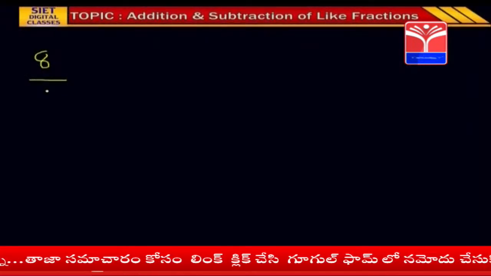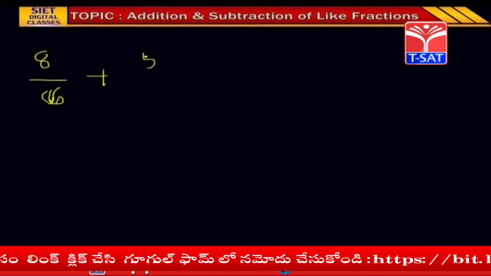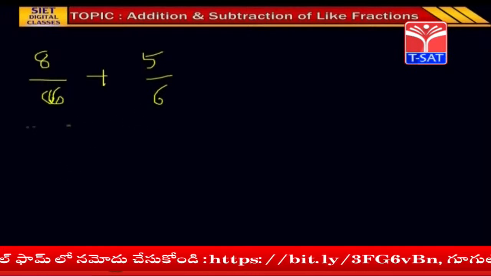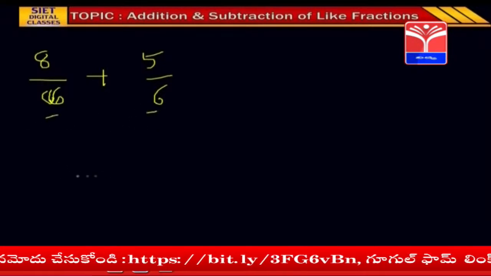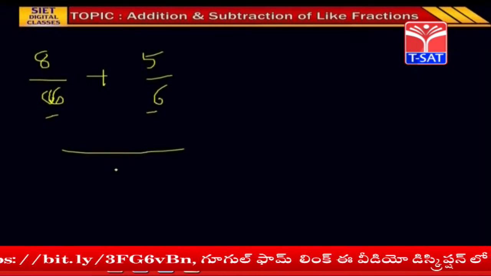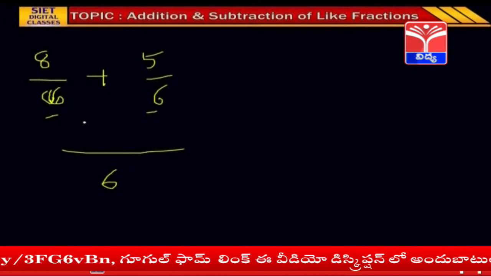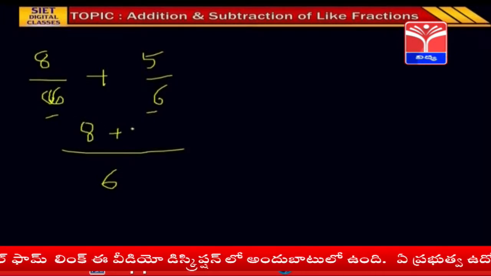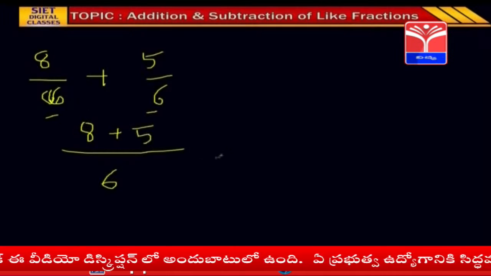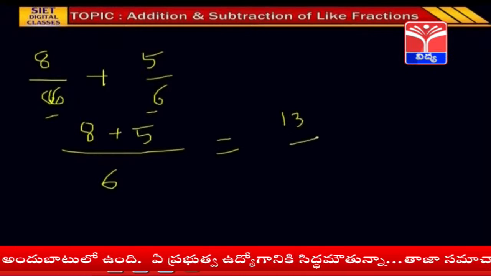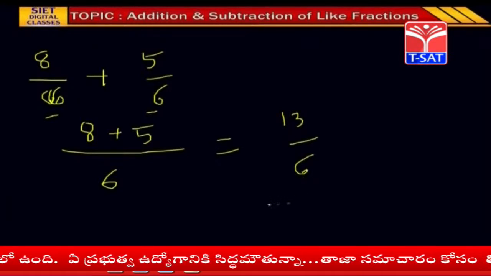See, 8/6 plus 5/6. So these are like fractions. So when we are adding like fractions, we are writing the same denominator and adding numerators, that means 8 plus 5 equals 13/6.